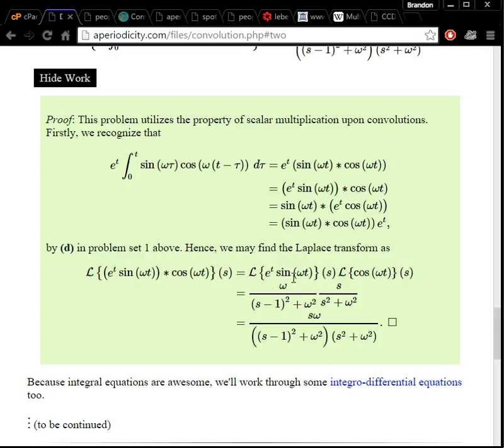So I've just substituted s minus 1 for s in the Laplace transform of sine of omega t. And the Laplace transform of cos of omega t is just what we'd expect, just the usual Laplace transform. There's no horizontal shift. And then we just multiply these two together, s omega over the product of these two binomials.